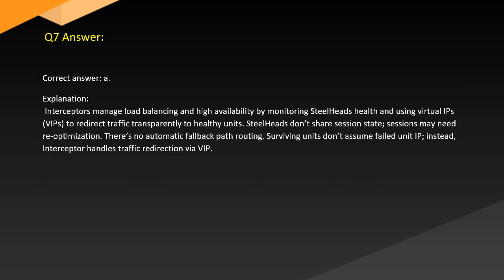Answer. Correct answer: A. Explanation. Interceptors manage load balancing and high availability by monitoring Steelheads' health and using virtual IPs, VIPs, to redirect traffic transparently to healthy units. Steelheads don't share session state, so sessions may need re-optimization. There's no automatic fallback path routing. Surviving units don't assume the failed unit's IP. Instead, the interceptor handles traffic redirection via VIP.